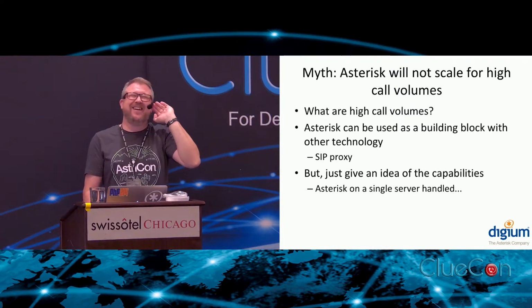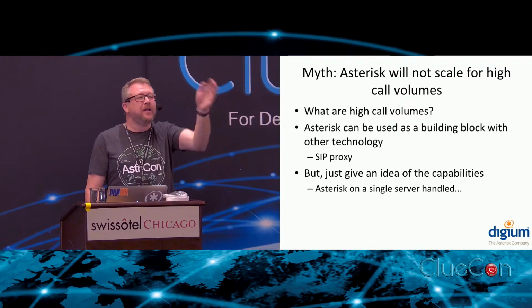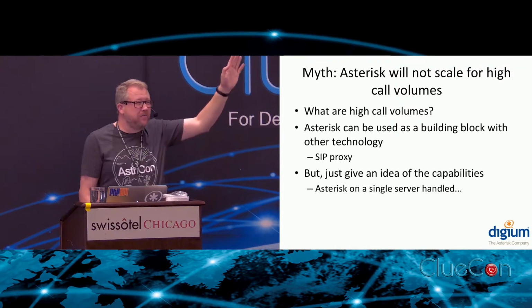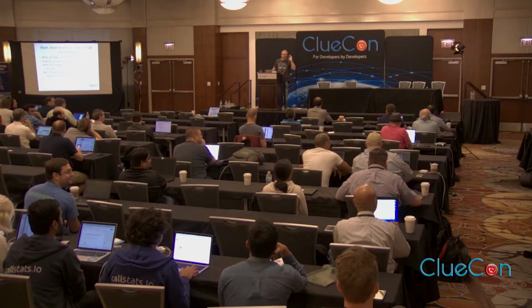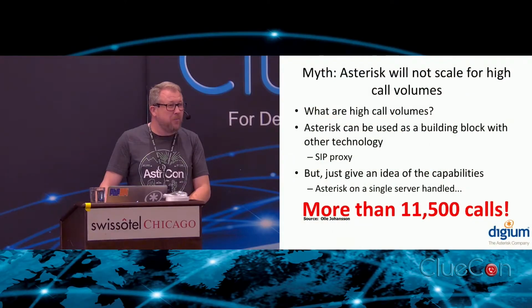200. Okay. Anybody further up the scale than 200 there? 3,000. Okay. Anybody further? Yes, sir. 4,000. We're going up in slow increments here. Fred. 14,000. Okay, Fred's just gone slightly over the top. The official answer was 11,500 calls with media through a single Asterisk box. Yes, Brian?